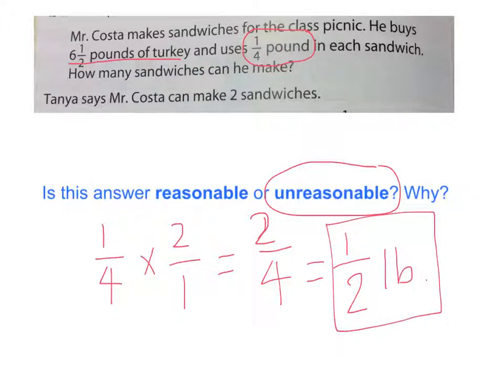So is it reasonable that Tanya says he can only make 2 sandwiches? How many pounds of turkey does Mr. Costa have altogether? 6.5. So you can see that the real answer should be much greater than 2 sandwiches, huh? Okay, so Tanya, that is unreasonable.